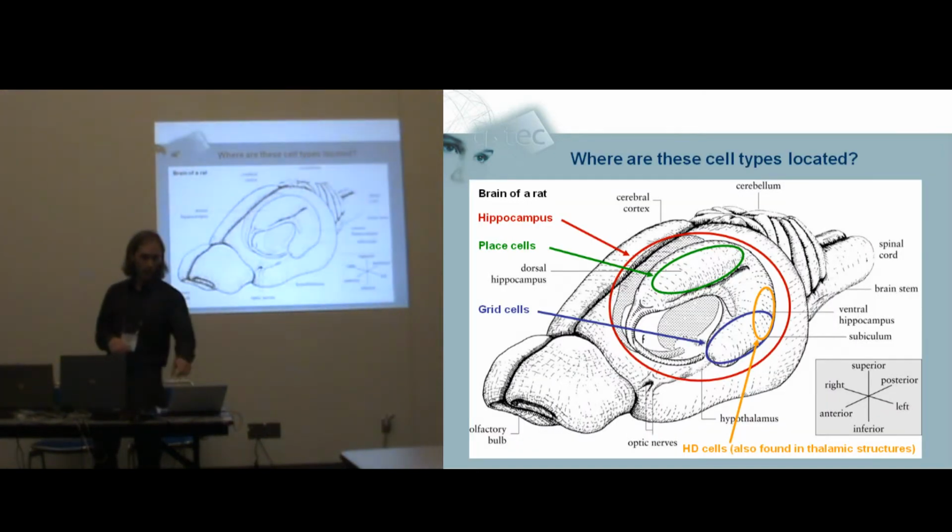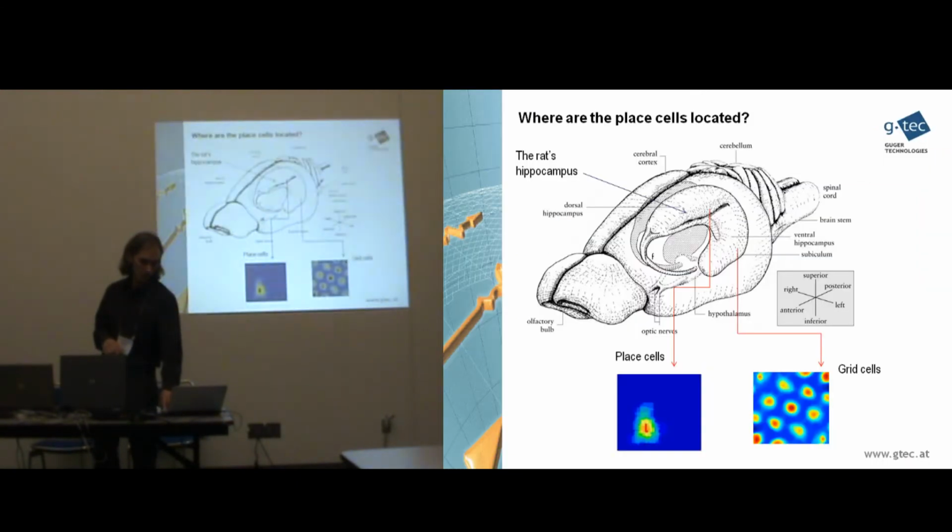So if we look at the brain of a rat, for example, we see in the middle the hippocampus. It's formed like a C, and on top of it we find the place cells, on the bottom we find the grid cells, and here we find the head direction cells.